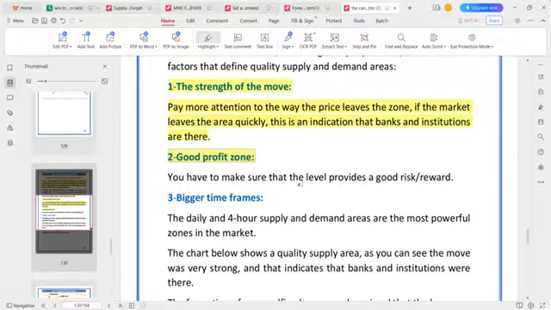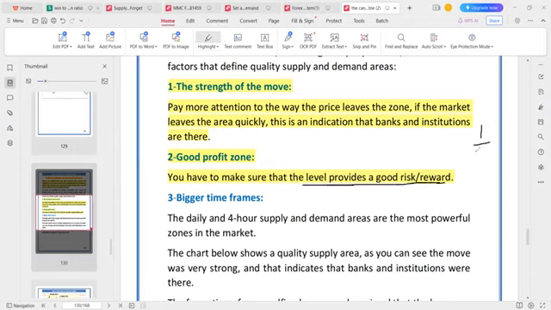You have to make sure that the level provides a good risk to reward. You cannot just see a zone, whether it's a touch on a trend line, whether it's a ranging market, and there is a bearish engulfing, and there is no proper risk to reward. Like your risk is this much and reward is this much, and you go on to sell that trade. That's backward hustling. So you have to make sure that the level provides a good risk to reward.